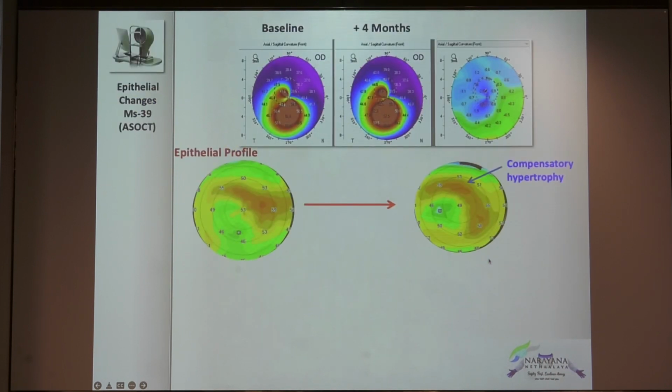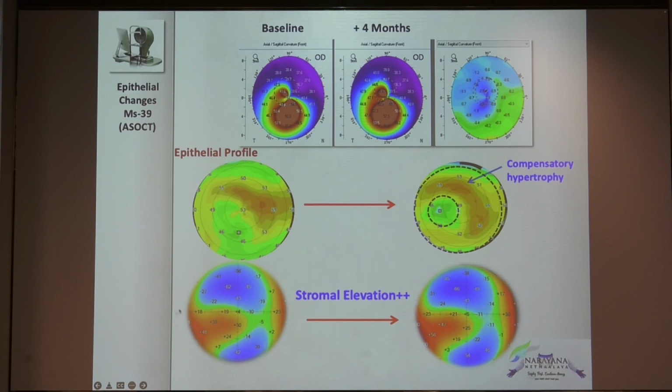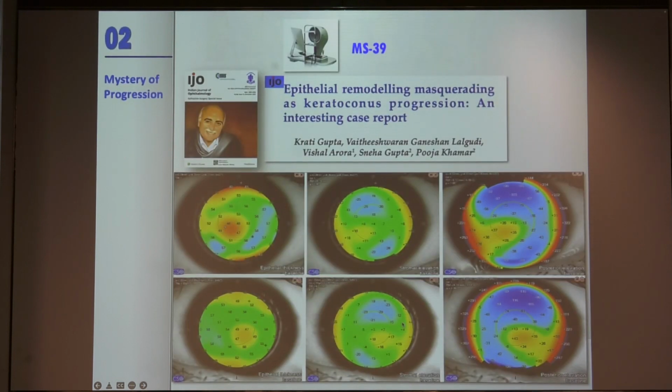Let's do an epithelial mapping. Here you see there is no donut shape present, but yes, some semi-donut is present. And on follow-up, it has become a donut shape, which is compensatory hypertrophy. And of course, if you see the stromal elevation, it is present here. There is a stromal elevation. So this is a true progression, and here you would like to go ahead and do a cross-linking.